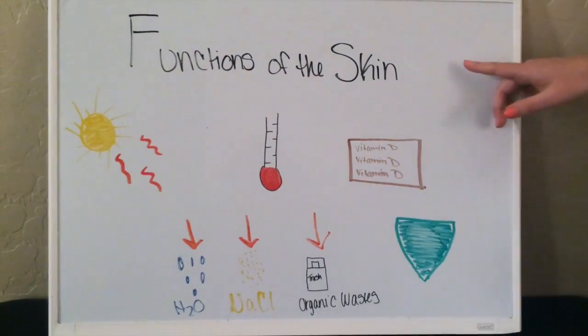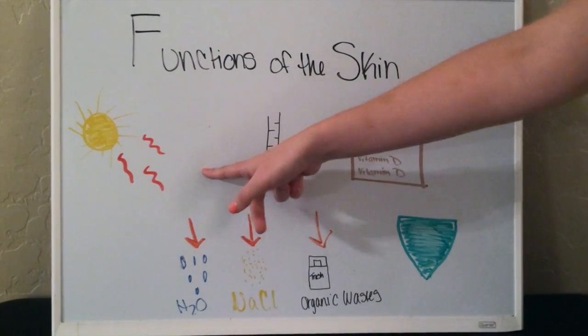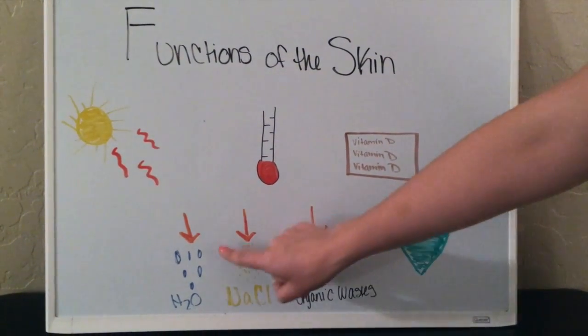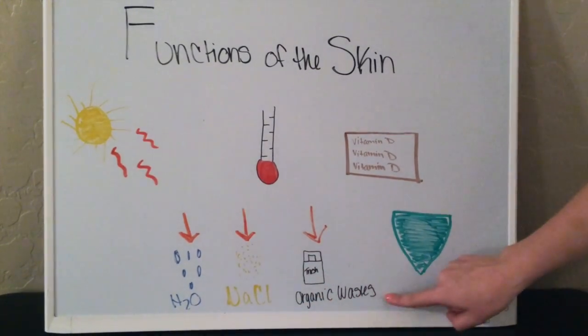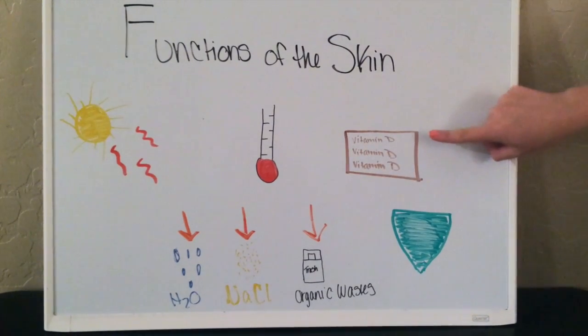The skin has many functions, some of which being protection from UV radiation and anything else that may damage the skin. It also excretes water, salts, and organic waste. It maintains body temperature and stores vitamin D.